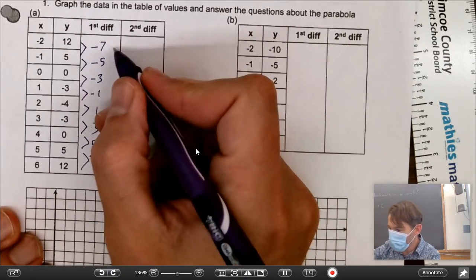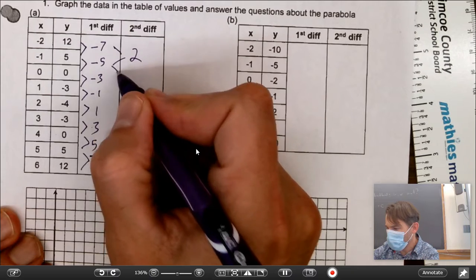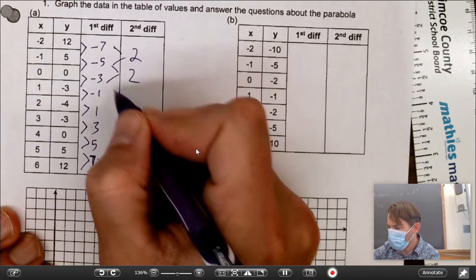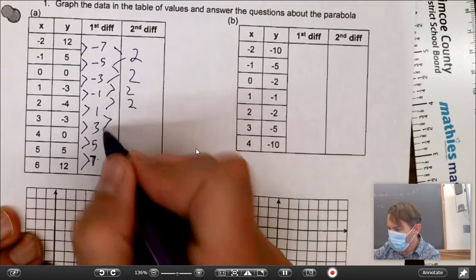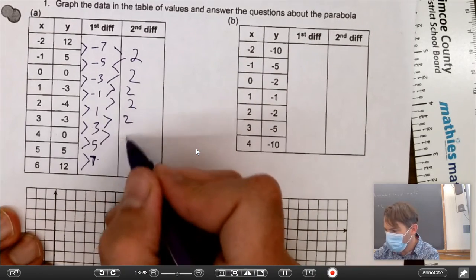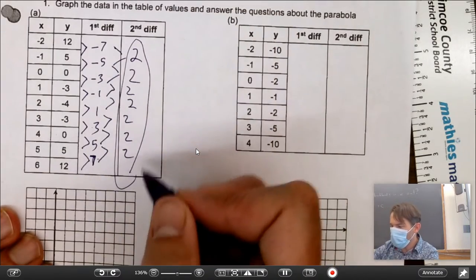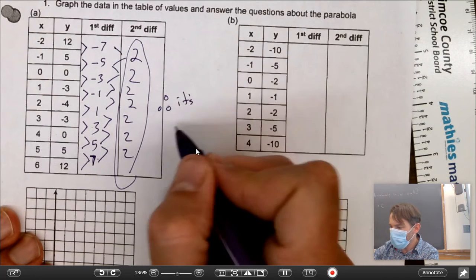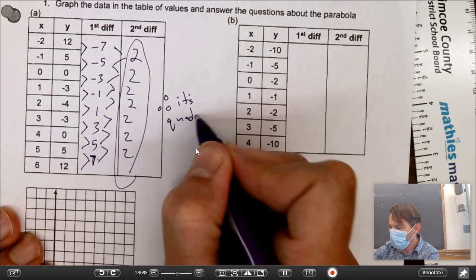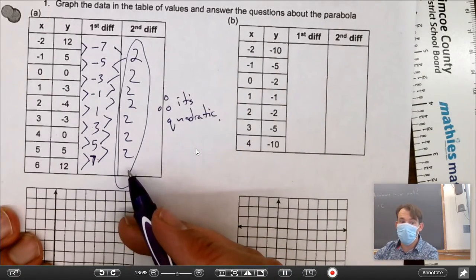Because the second differences are constant, the negative 7 to negative 5 is an increase of 2. Negative 5 to negative 3 is an increase of 2. I go from negative 3 to 1, that's an increase of 2. I go from 1 to 3, that's an increase of 2. 3 to 5, increase of 2. 5 to 7, increase of 2. This is all the same. Therefore, it's a parabola. It's quadratic. So it's quadratic because the second differences are all constant.